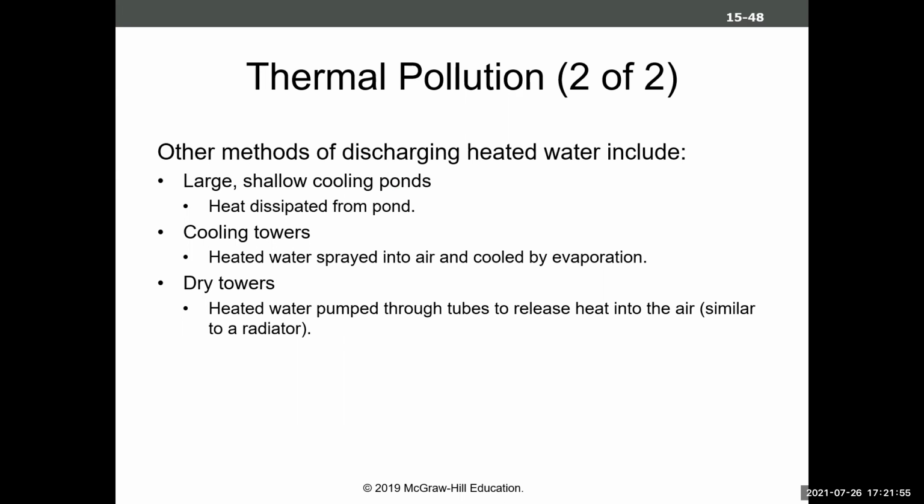Other methods of discharging heated water are, for example, shallow cooling ponds. They allow the heat to dissipate from the pond before they release it. Cooling towers, where the heated water is sprayed into the air, cooled by evaporation. And then dry towers, where heated water is pumped through tubes to release the heat to the air, kind of like a radiator does. And then that water can then be released into the system.